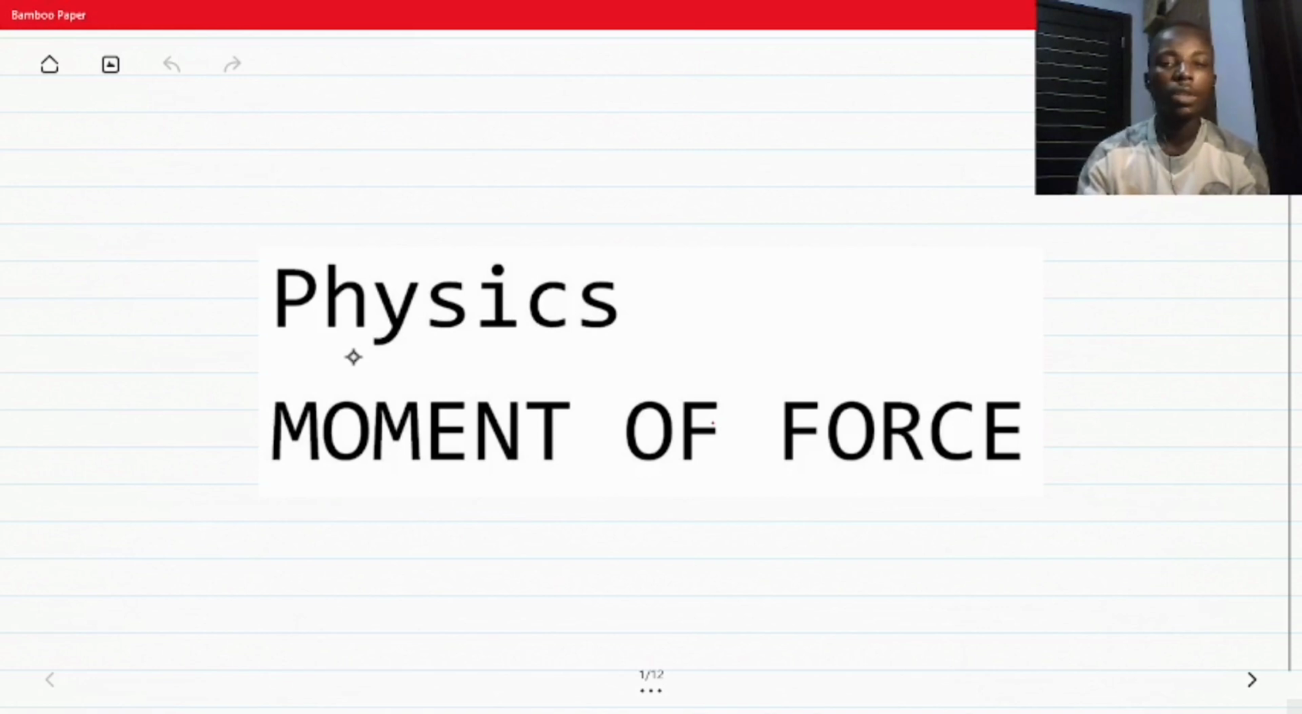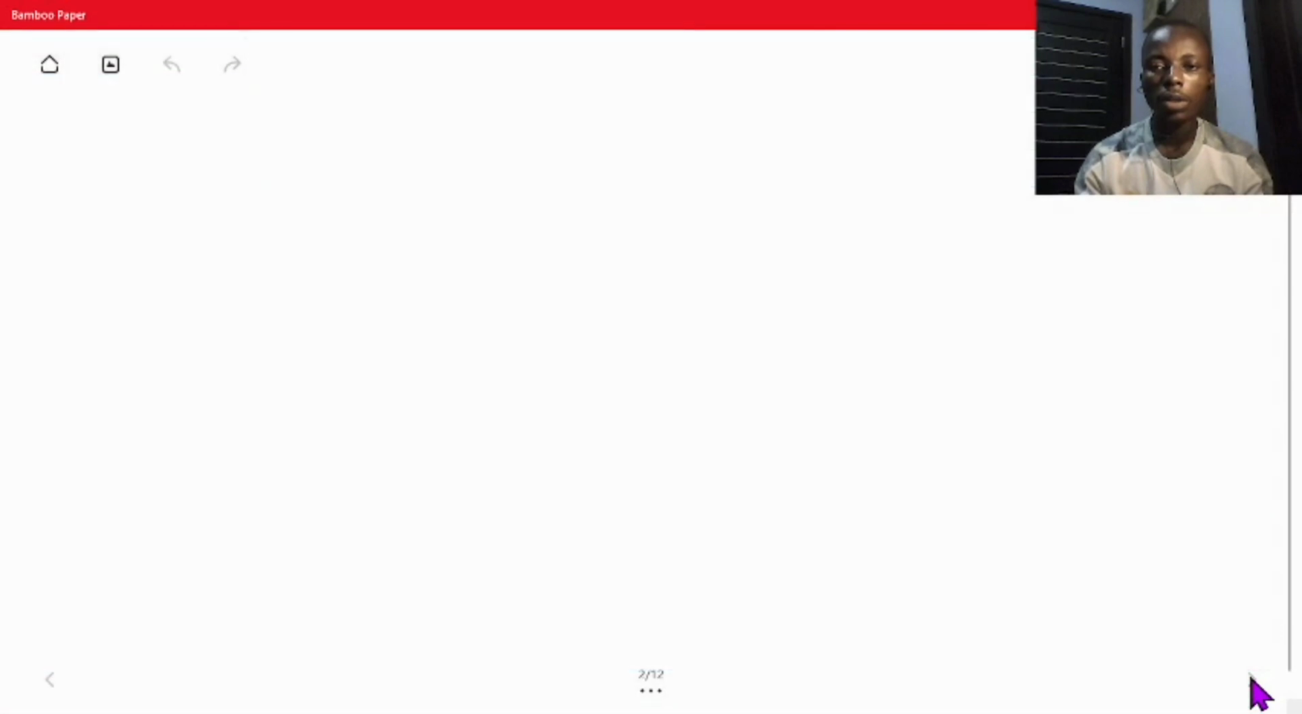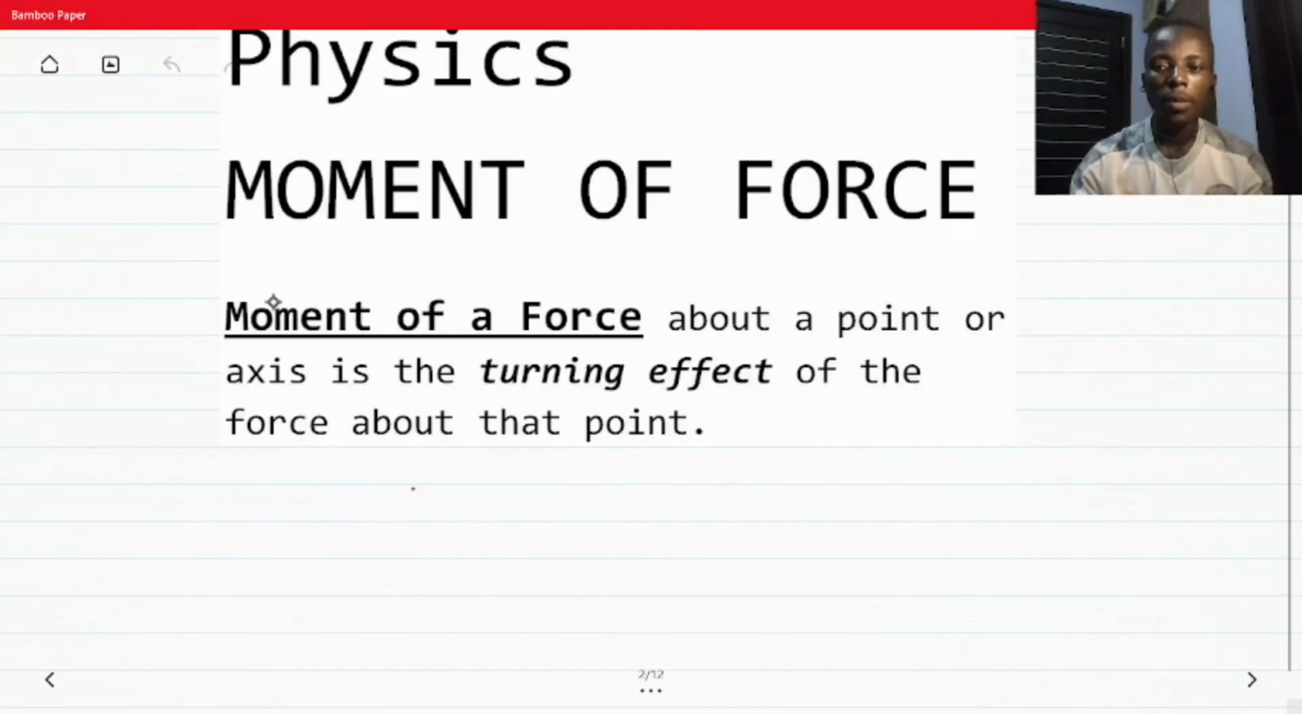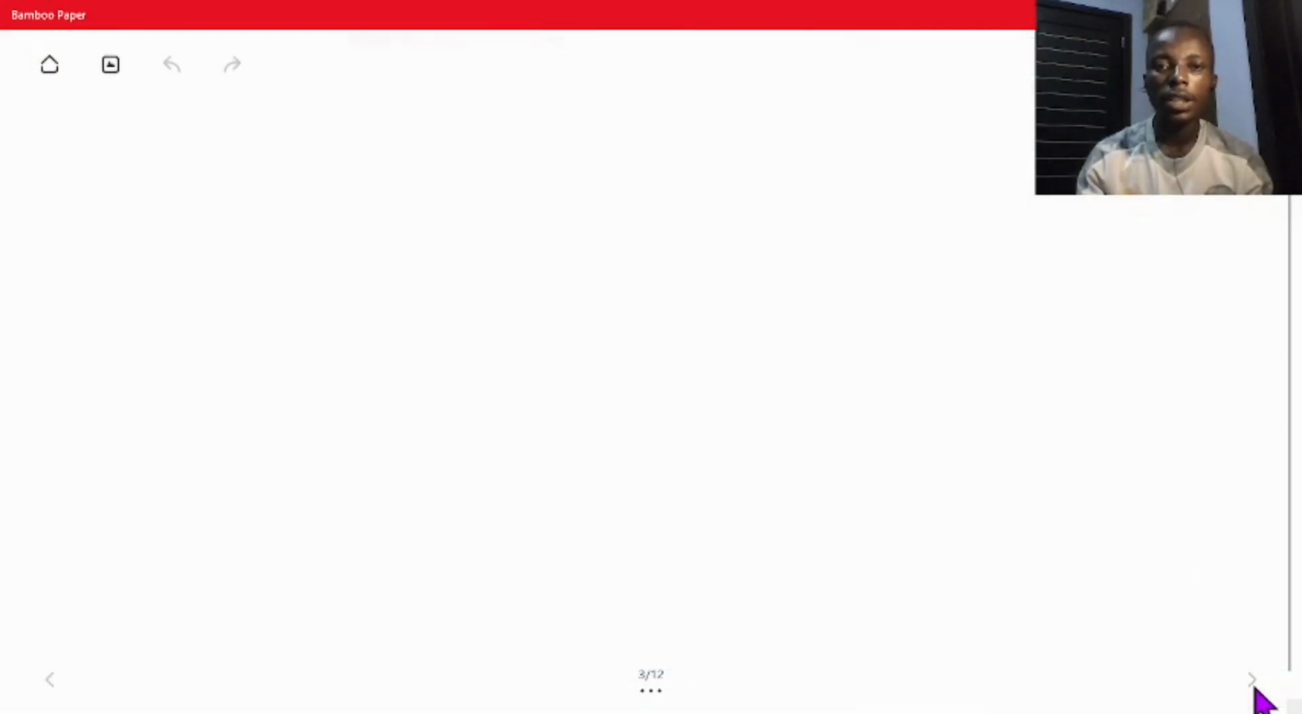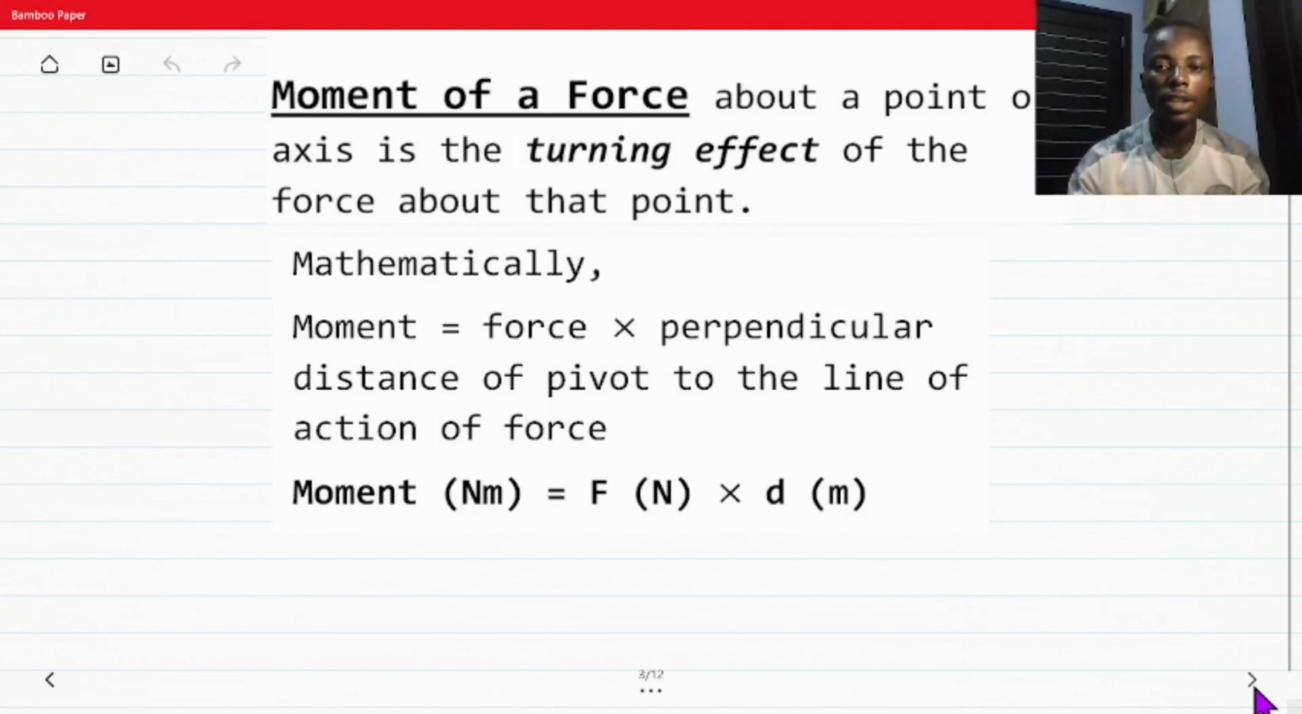In this video lesson, I will be working on the topic moment of force, and I will be solving some examples to show you how to calculate the moment of a given force. To start with, I give you a definition here. Moment of a force about a point or axis is the turning effect of the force about that point. And mathematically, we can write the moment of a force as force times the perpendicular distance of the pivot to the line of action of the force.